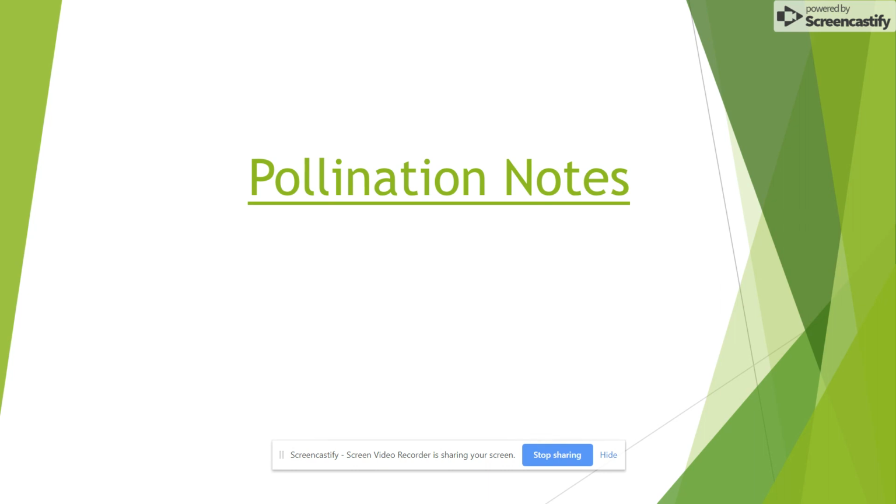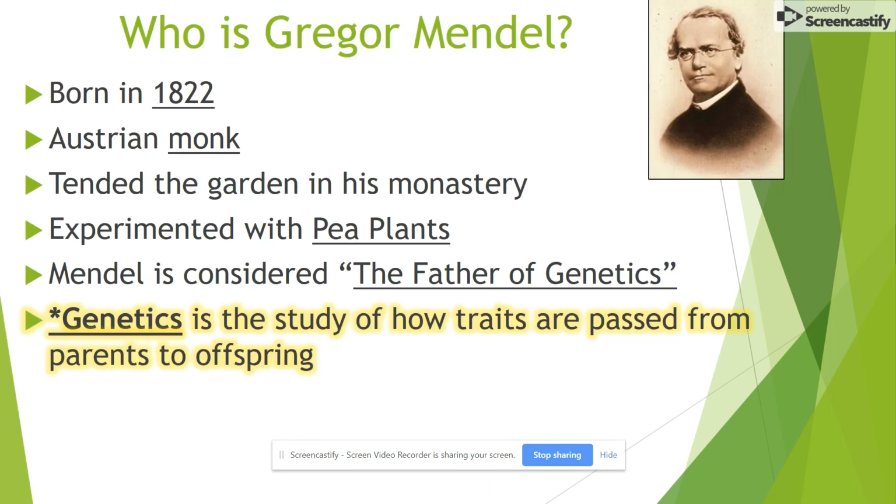And like I said, today we're going to be talking about pollination. There are two types of pollination, which we'll get into in just a moment. But before we get there, I do want to talk a moment about the guy that helped bring us the study of heredity, and that is going to be Gregor Mendel. Gregor Mendel was born in 1822. He was an Austrian monk, and he spent a lot of time in the garden in the monastery where he lived. And he primarily experimented with pea plants, and we're going to talk about why here in just a moment.